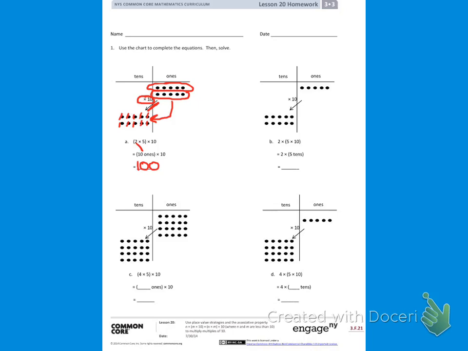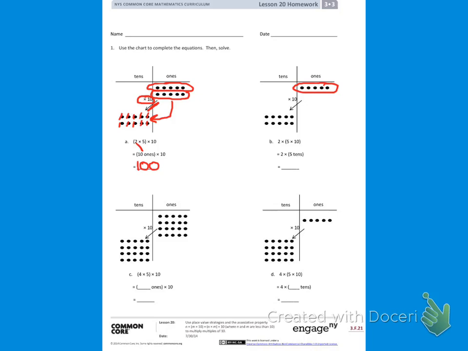2 times 5 times 10 equals or is the same as 2 times 5 tens, which equals or is the same as blank. Remember in item A, I told you that we do what's in the parentheses first. So let's look at what's in the parentheses. 5 times 10. You can see that this is shown in the illustration here. Now this is a group of 5 because 5 ones makes 5.